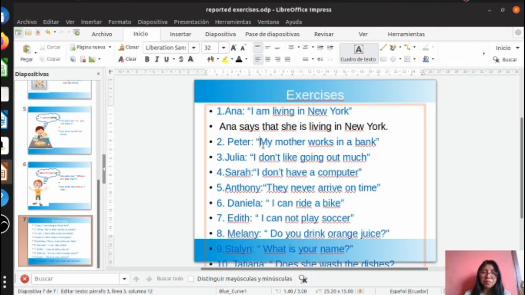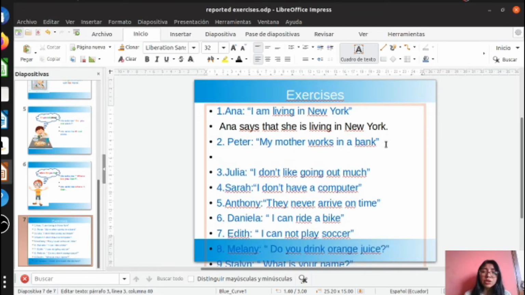Okay, in the second example, my mother works in a bank. Okay, you have to pay attention to the tense. We are reviewing present tense. In this case we have present continuous. I am, she is, I am living, she is living, he is living, they are living, okay? So pay attention to the structure.